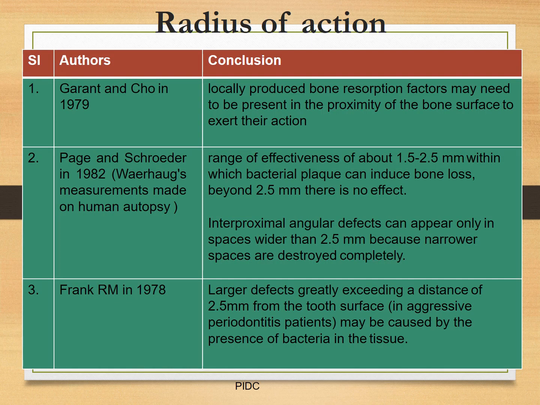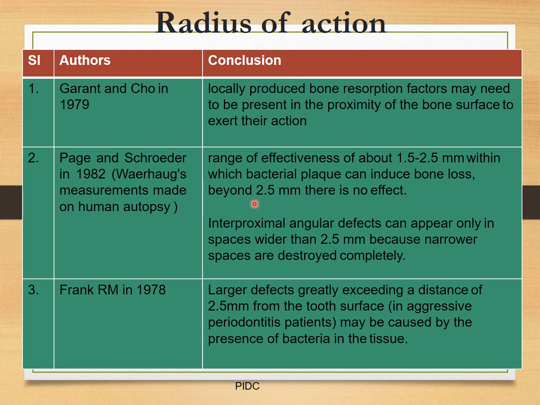Then coming to the radius of action. The authors Garant and Cho in 1979 concluded that locally produced bone resorption factors need to be present in proximity to the bone to exert their action for bone loss. And Page and Schroeder in 1982 concluded that the range of effectiveness is about 1.5 to 2.5 mm within which bacterial plaque can induce bone loss. That means beyond 2.5 mm there will be no bone loss.